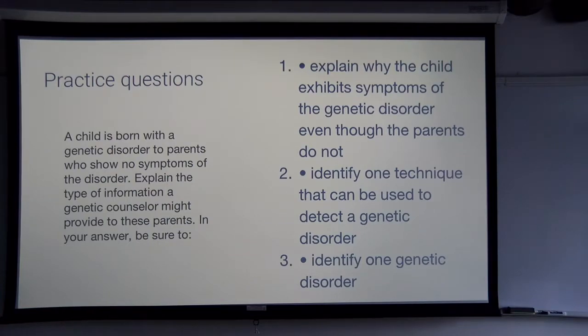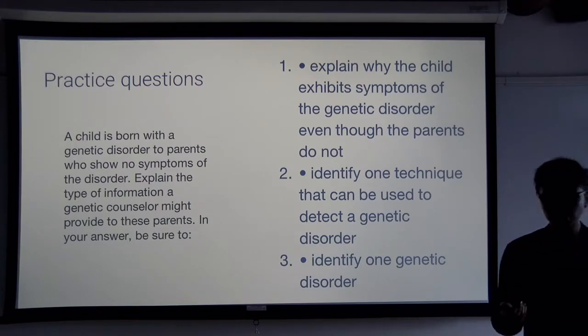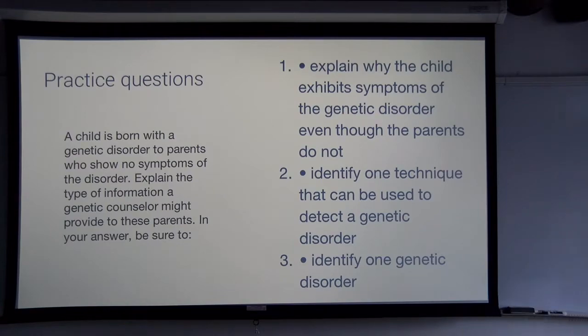All right, so let's check our answers for that. The possible reasons why the child may express the traits even though the parents don't show it: it could have been where there was a mutation that took place. The child could have inherited 2 recessive traits from the parents. There could have been some sort of non-disjunction where during chromosome separation, one cell has more than the other.